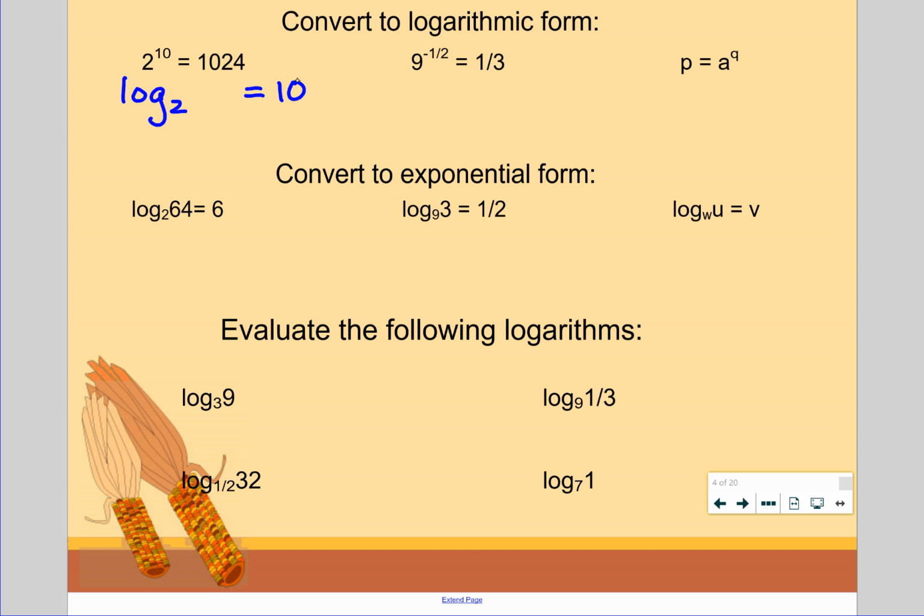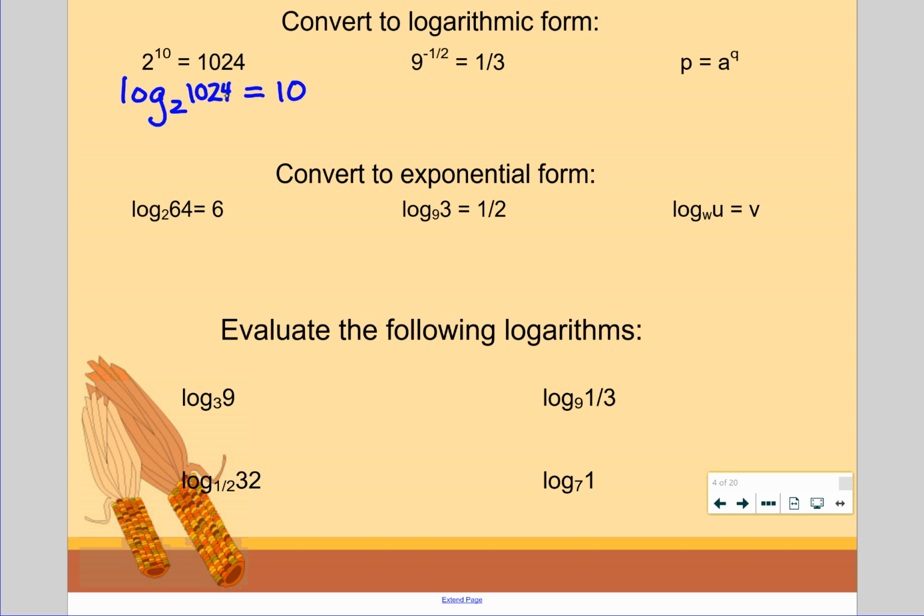And then the number that we're left with is what you're going to be taking the log of. Okay? So log base 2 of 1024 equals 10. We're going to do the one right below it together as well. Log base 2 of 64 equals 6.